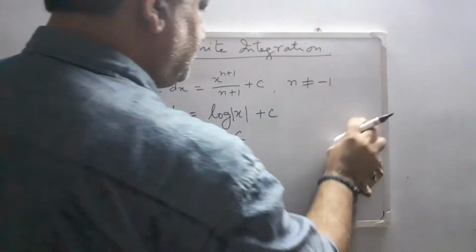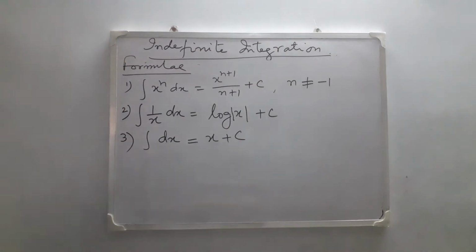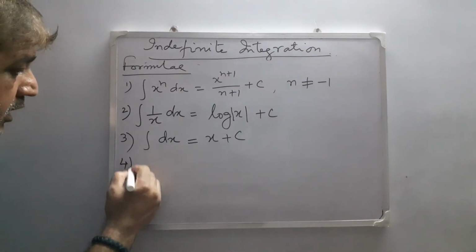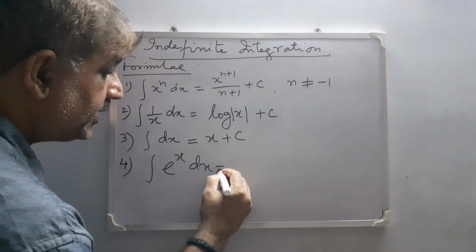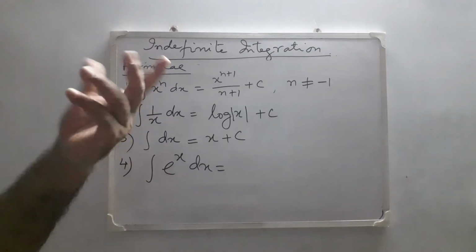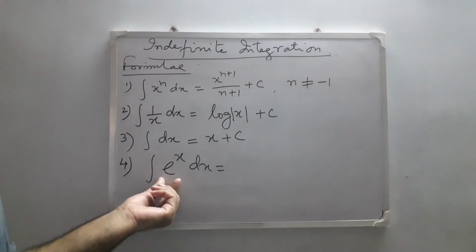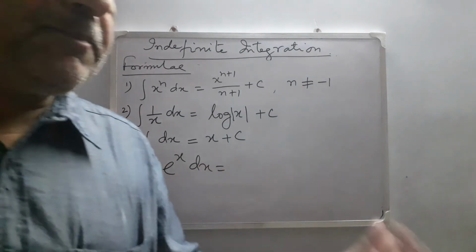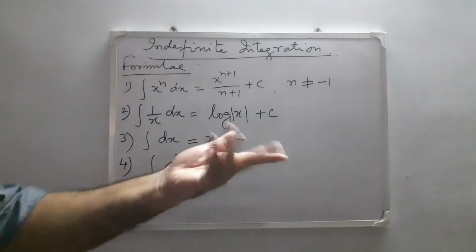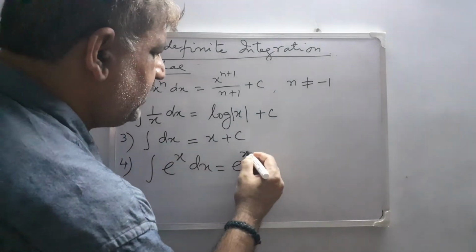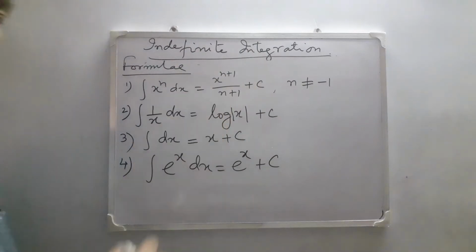Now the fourth one, you know, integral e power x dx. Try to search whose differentiation is e power x. You know, differentiation of e power x is e power x. So that's why integration of e power x is e power x itself. So it becomes e power x plus c.